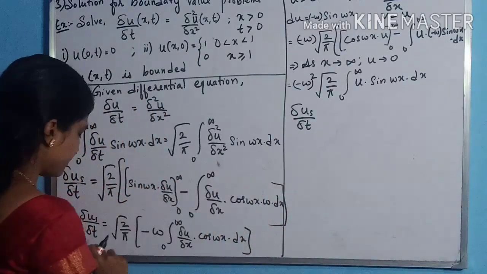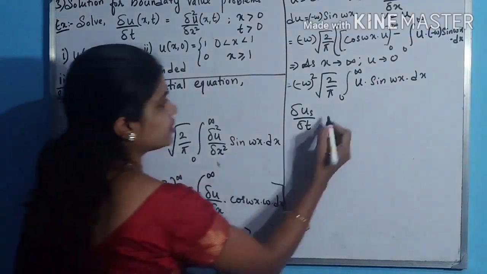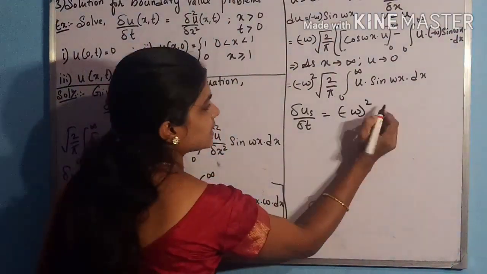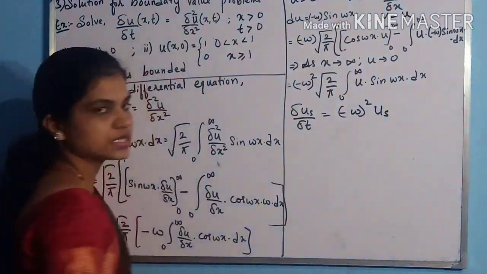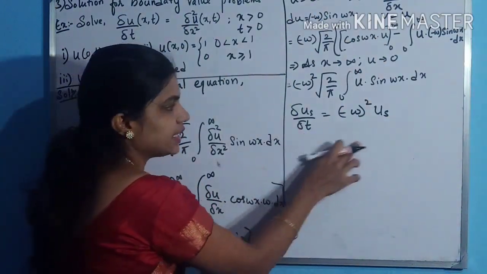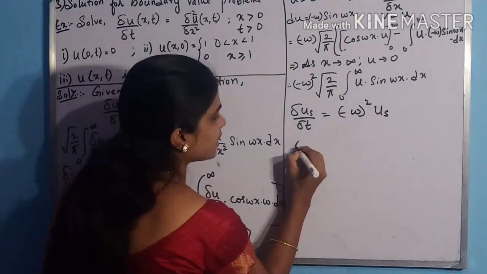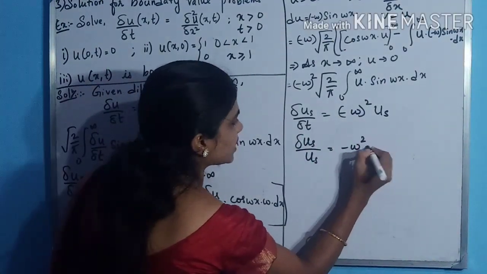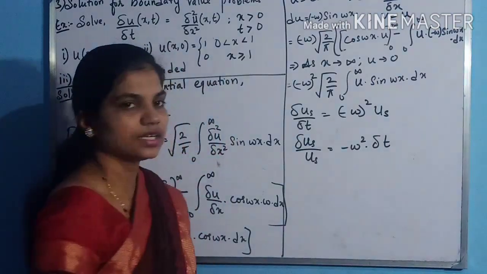Now again this is nothing but us. So in the left hand side we have delta us by delta t, which is equal to minus of omega square, and this I will denote as us. Okay. Now I will bring this us on the other side and take delta t on the other side. So we have delta us by us is equal to minus omega square into delta t.